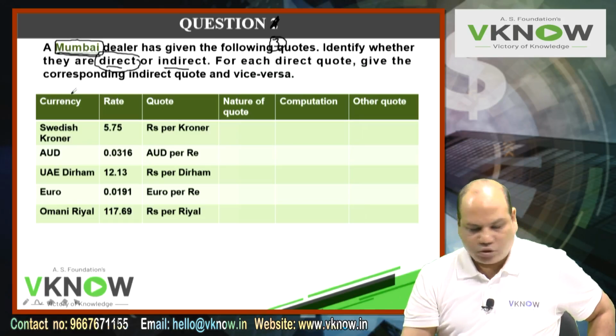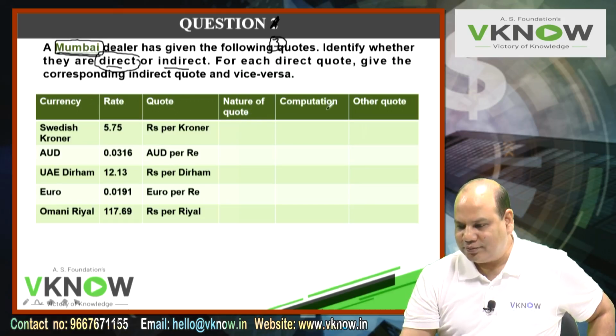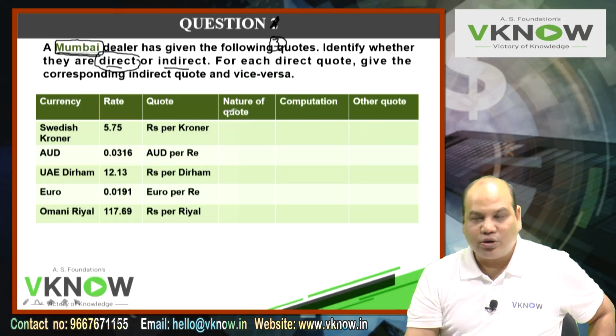Right? So draw a table with 6 columns: currency, rate, quote, nature of quote, computation, and other quote. So if you say it is a direct quote, then in other quote you have to write down its equivalent indirect quote. And any calculation if you want to perform, you will show that calculation in this column. So I repeat: currency, rate, quote, nature of quote, computation, other quote.